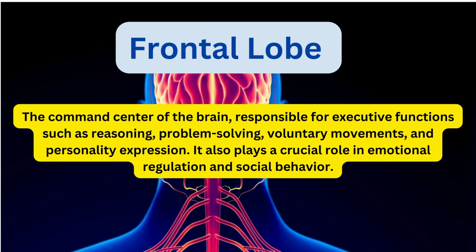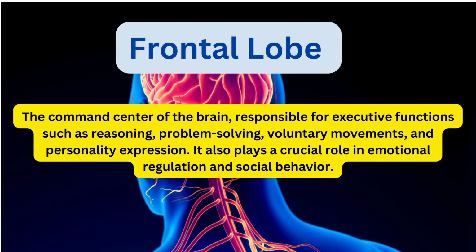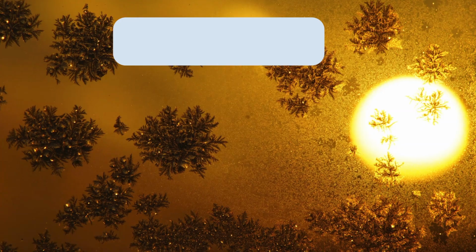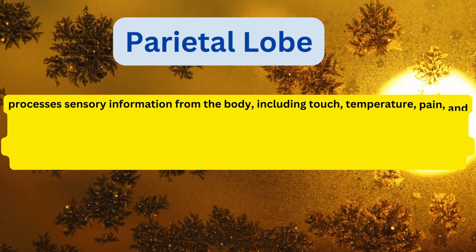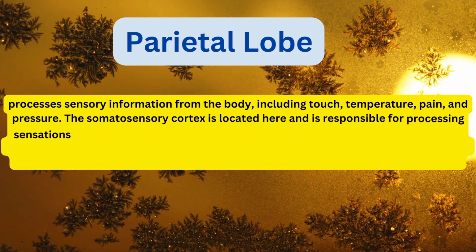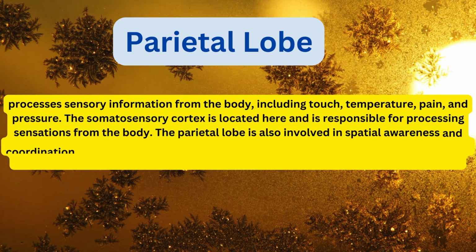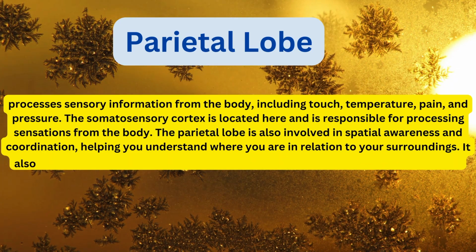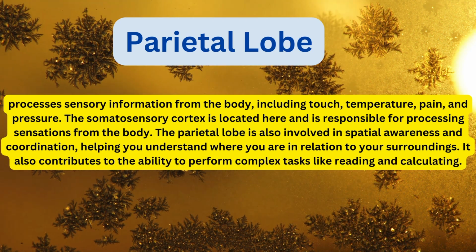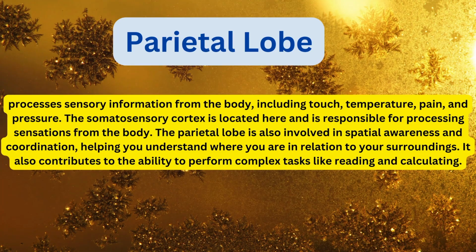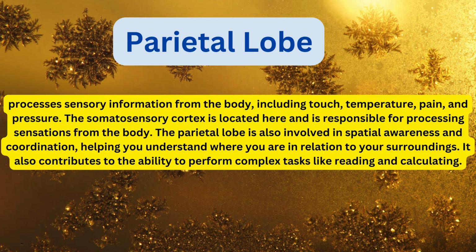It also plays a crucial role in emotional regulation and social behavior. The parietal lobe processes sensory information from the body, including touch, temperature, pain, and pressure. The somatosensory cortex is located here and is responsible for processing sensations from the body.